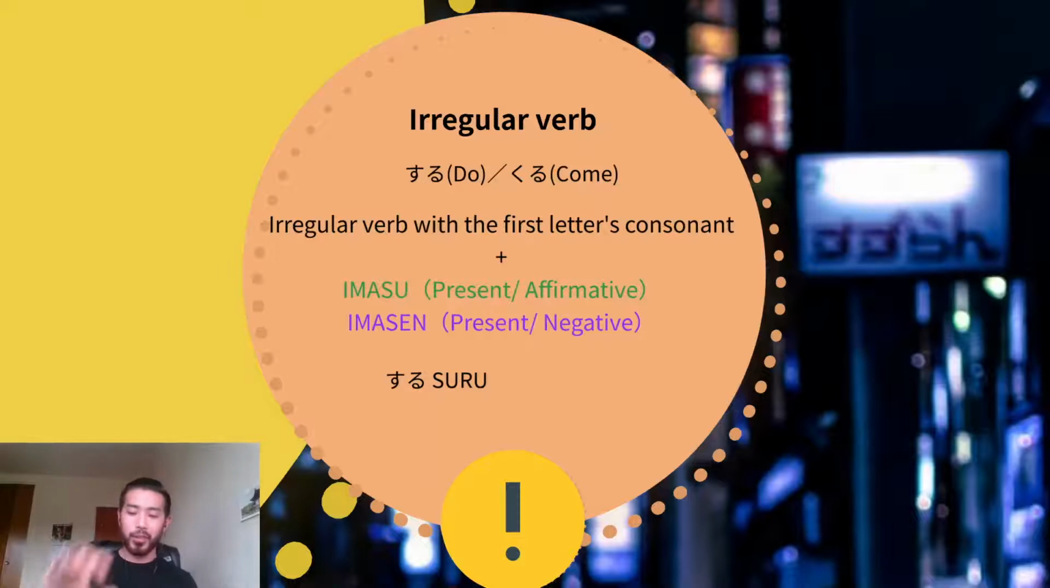Suru, drop everything except first consonant. It's gonna be suru, shimasu, I do, shimasen, I don't do. Same for to come, kuru, kimasu, I come, kimasen, I don't come.